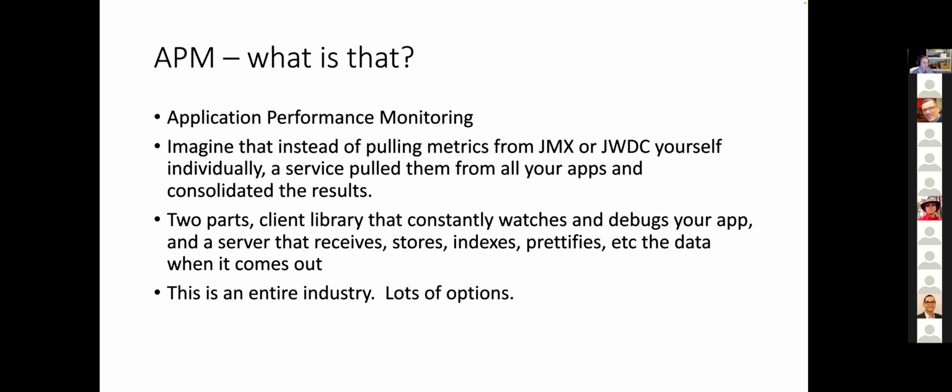But what if we could get a robot to sit and watch the application for a while, keep track of those really cool metrics, look at the debug traces over time, and tell me what's going on? And the answer is that that exists as an industry: application performance monitoring. There are generally two parts to it. There's a client library that runs alongside your container and debugs your app, telling it to heap dump or thread dump every once in a while, and then sends the information off to a remote server.